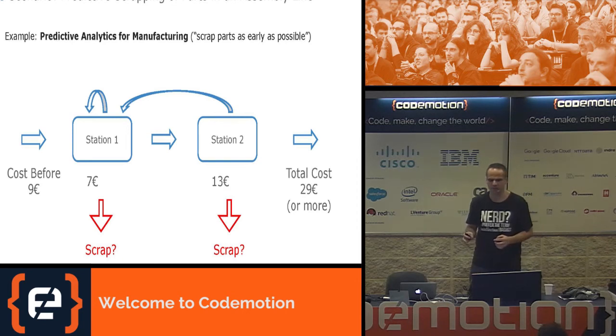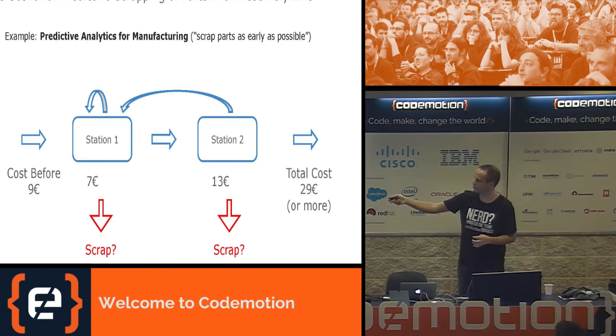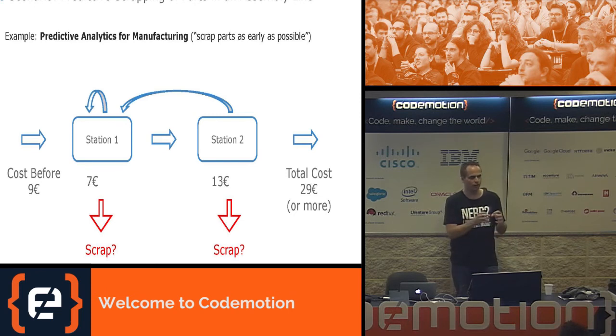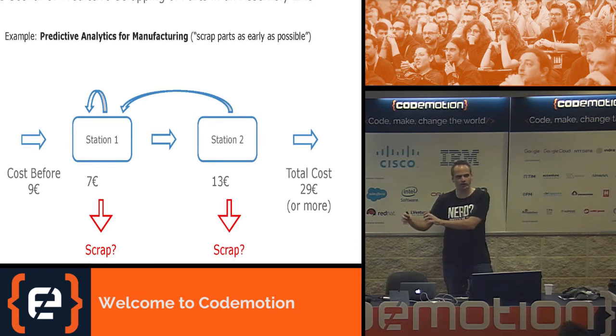And this is predictive analytics for manufacturing, where we decide in an assembly line to scrap a part as early as possible. Because you can see here, in every station, station 1, station 2 as an example, it costs money to do the work on every single part, right? And therefore you want to decide as soon as possible if you want to scrap the part. Because if you do scrap it later, it costs more money.